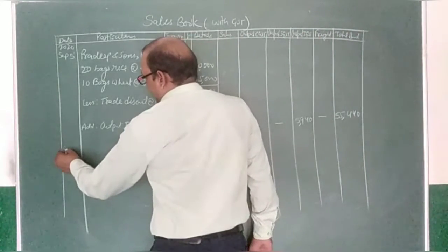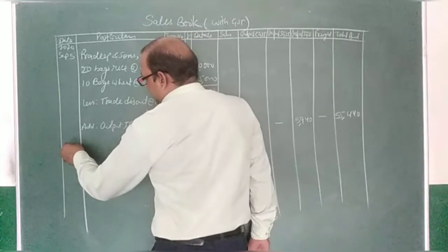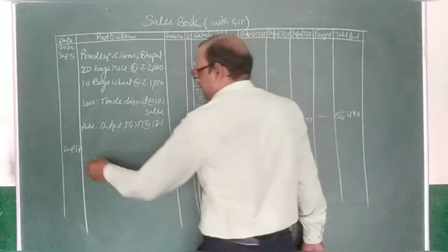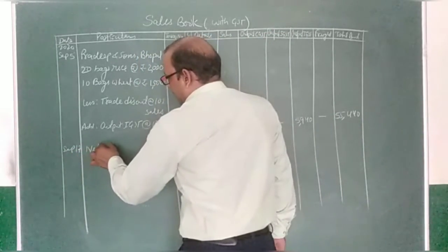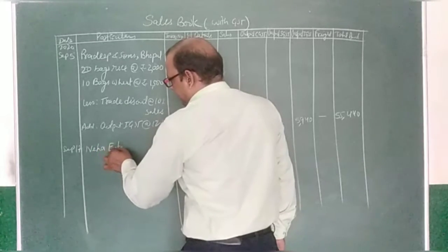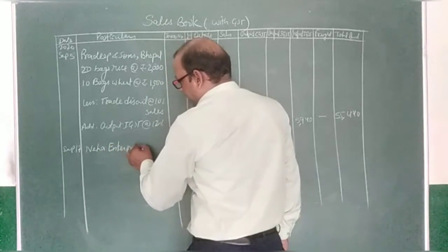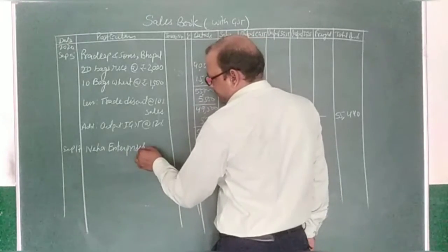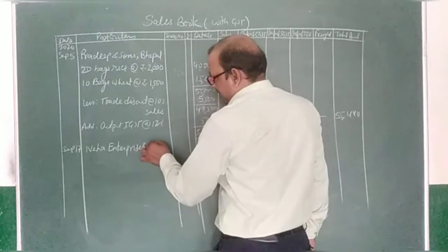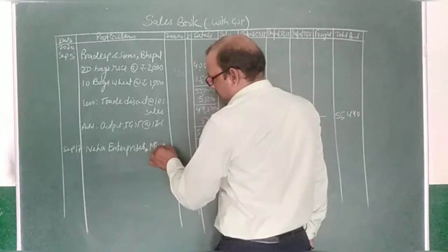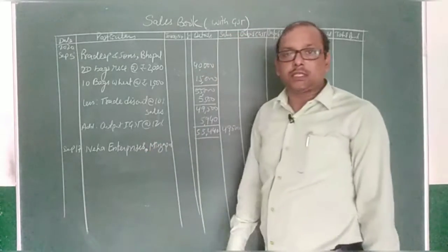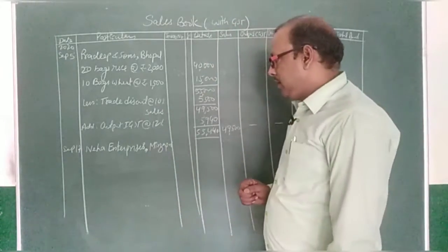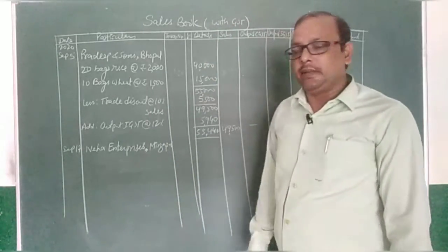Again, September 17, sold to Neha Enterprises of Mirzapur, just your neighboring district. It means the same state. So CGST and SGST will be charged.